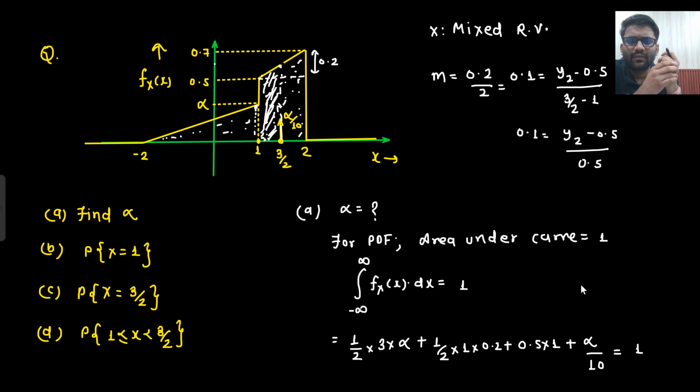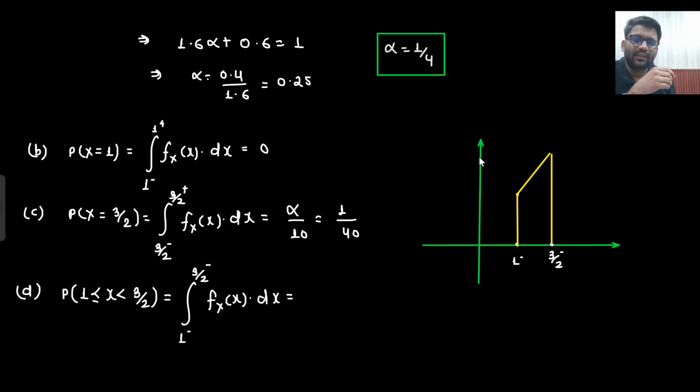0.5. What is the slope? Sorry, the slope is 0.2 only. The difference is 0.2 divided by 1, so the slope is 0.2. This divided by this, the slope is 0.2. So 0.2 is equal to this, so y2 is coming out to be 0.6. So this particular width is 0.5 to 0.6.